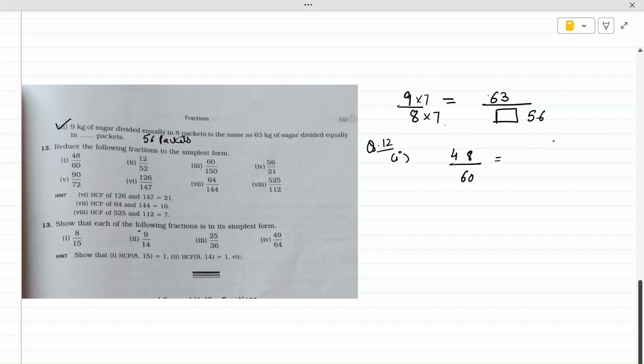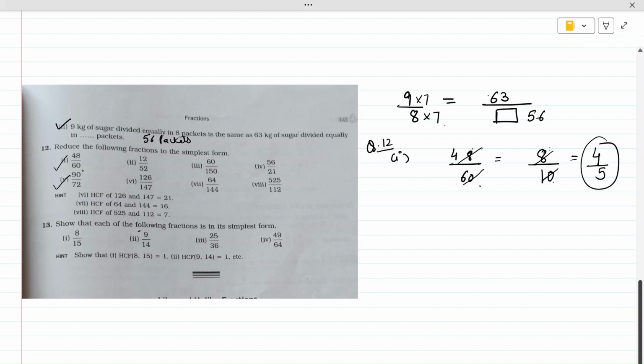We know 6 into 8 is 48, 6 into 10 is 60. So we are dividing the numerator and denominator with 6. And we know 8 and 10 again have 2 as a common factor. So again with 2, I am doing 2 into 4 is 8, 2 into 5 is 10. So simplest form is 4 by 5 of question number 1.